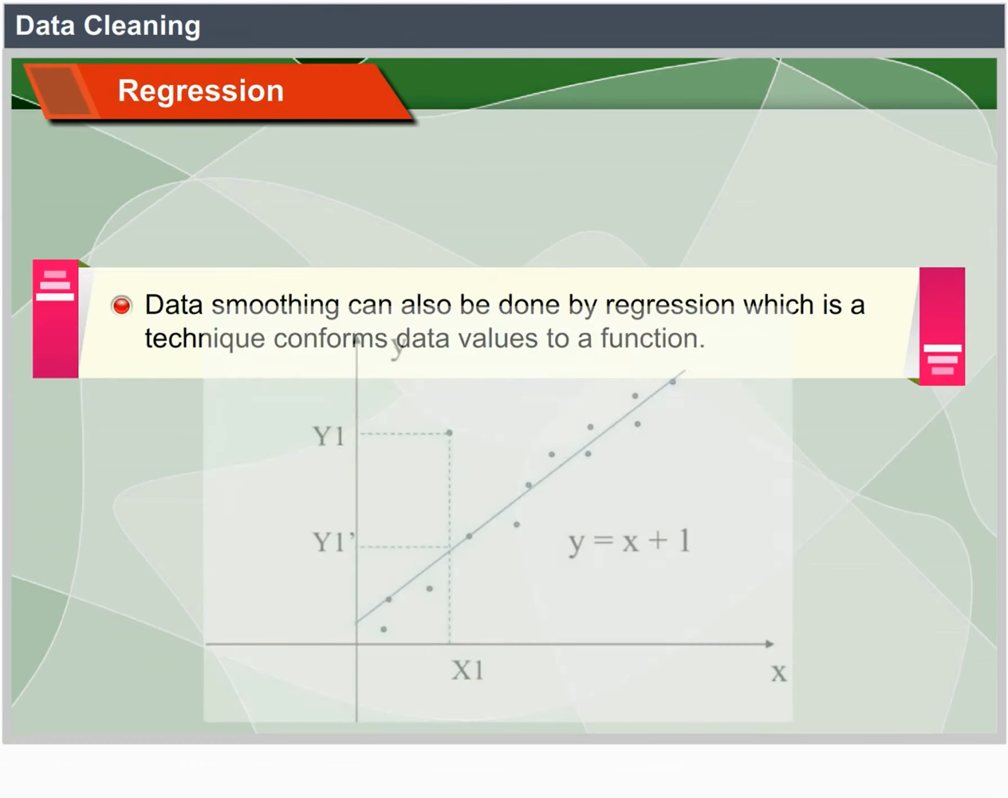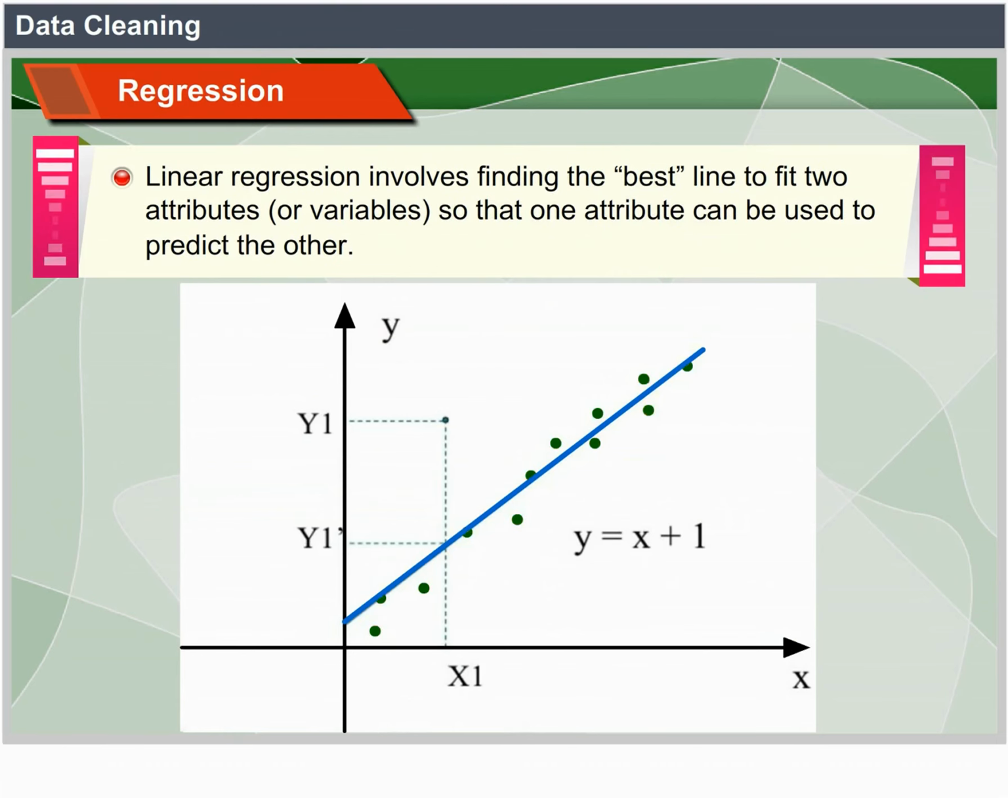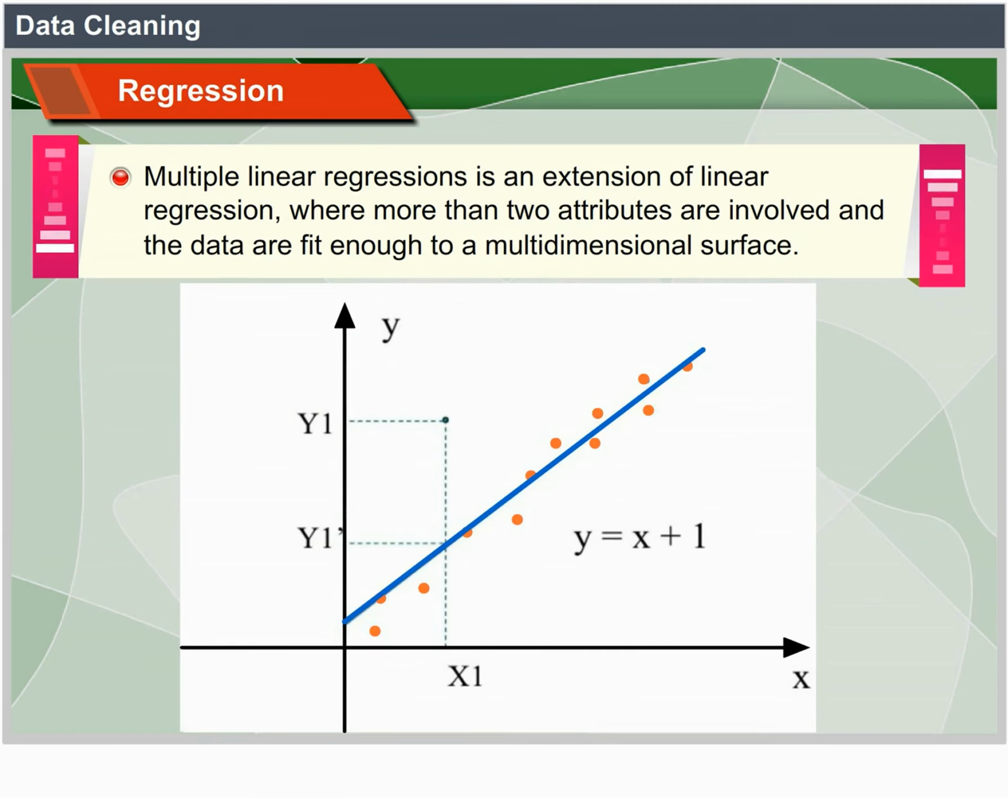Regression. Data smoothing can also be done by regression, a technique that conforms data values to a function. Linear regression involves finding the best line to fit 2 attributes or variables so that one attribute can be used to predict the other. Multiple linear regression is an extension of linear regression where more than 2 attributes are involved and the data are fit to a multi-dimensional surface.